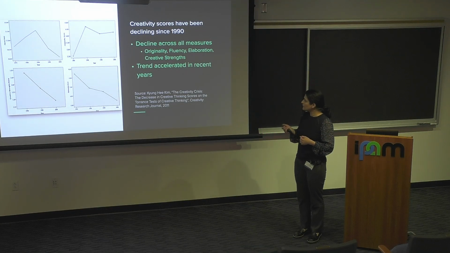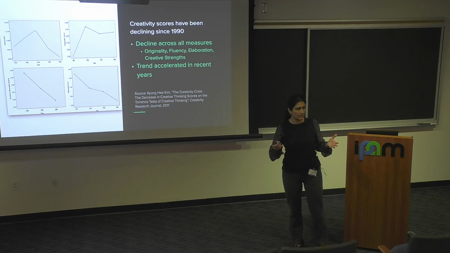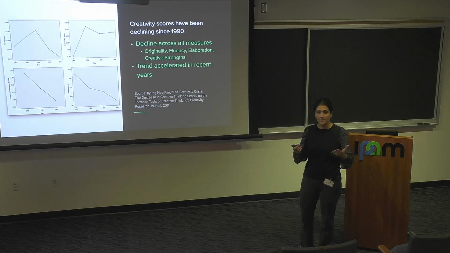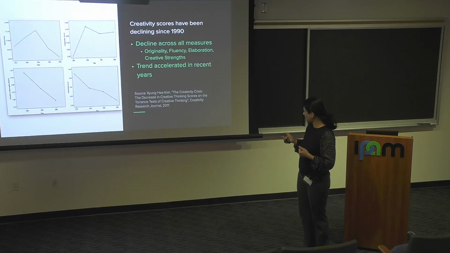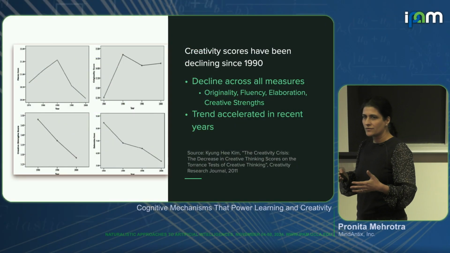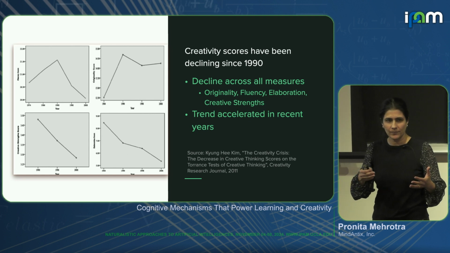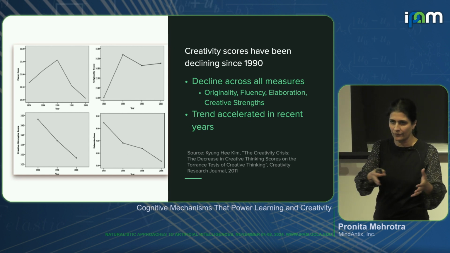One of the things that she found was that the decline has been across many different measures of creativity. There's originality: how many very different, original ideas are you able to come up with? Fluency, which is the number of ideas that you can come up with. Elaboration: for the same idea, can you think in more detail? Can you look at different aspects?